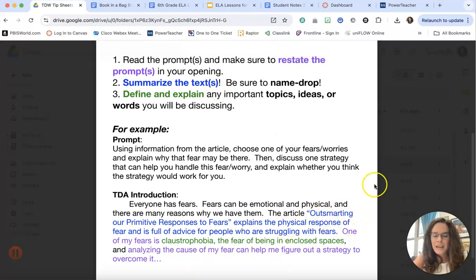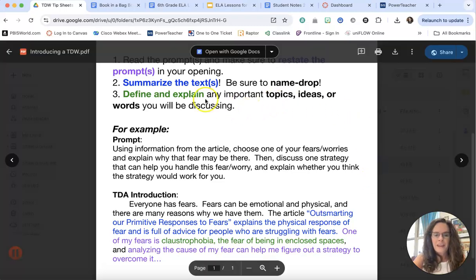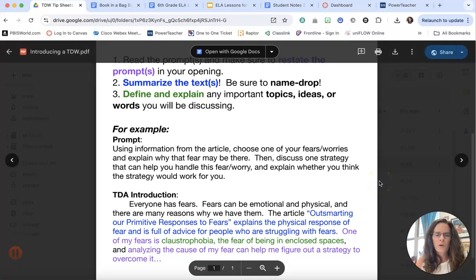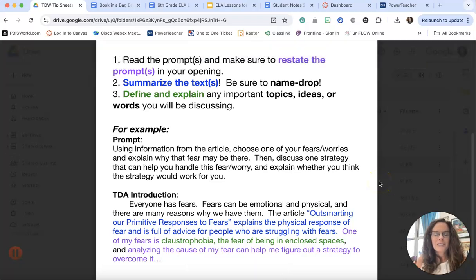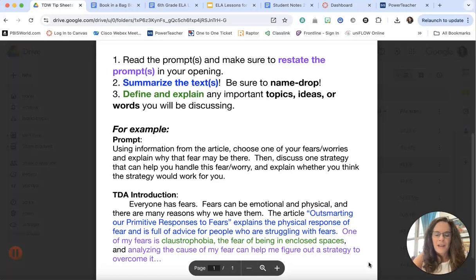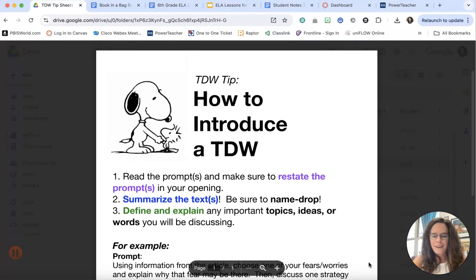I dropped the name of the article to make sure I gave it the proper credit. And then I knew that as I was writing, my readers might not know what claustrophobia is. So I defined that. If there are any important words in your topic, you can define those in your introduction. And so now I have a nice, strong introductory paragraph to this particular type of writing called the text-dependent writing.